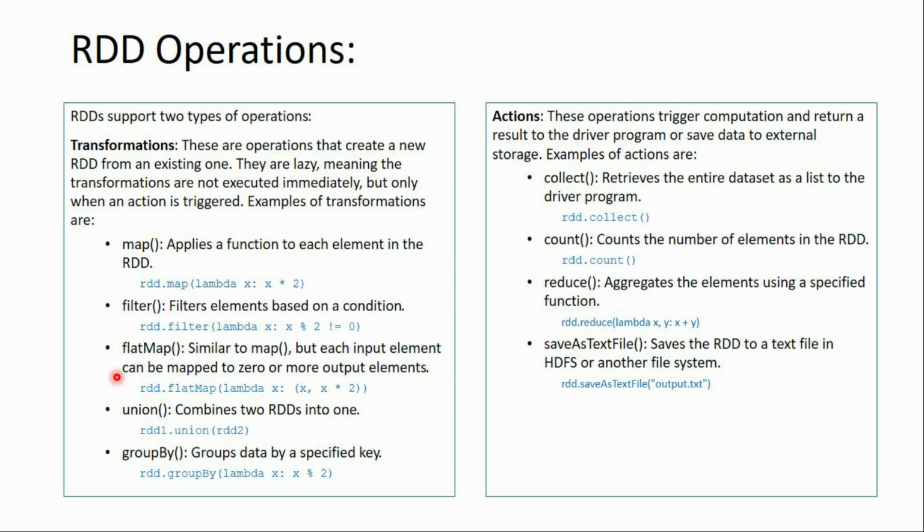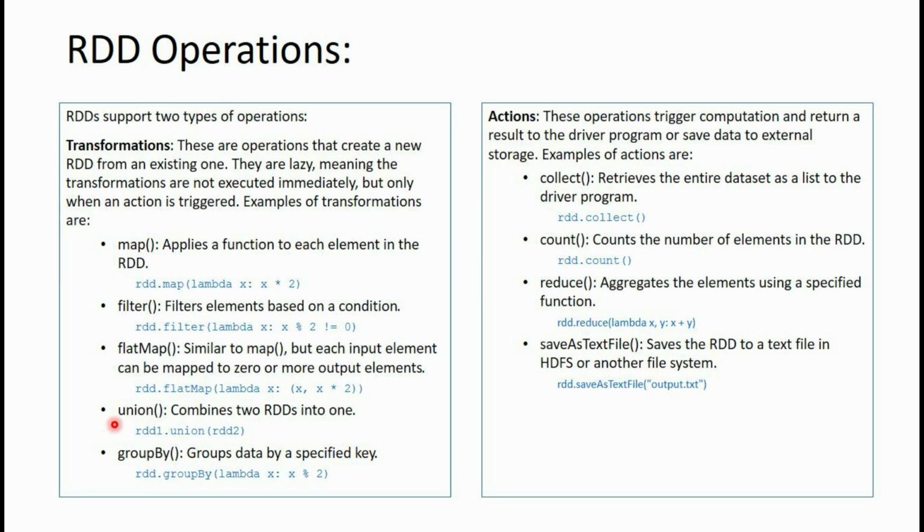Next, we have flat map. It works similarly to map, but each input element can be mapped to 0 or more output elements. This is useful when you want to split or expand your data. For example, here, each number is mapped to itself and its double, creating multiple elements for each input.